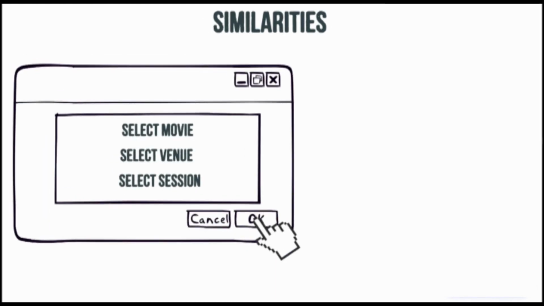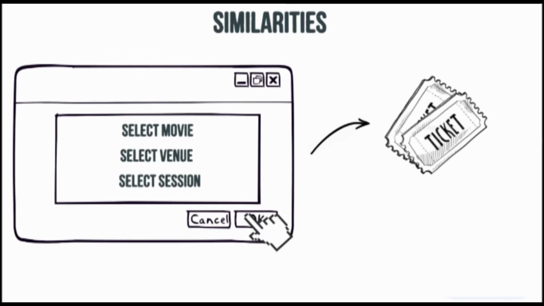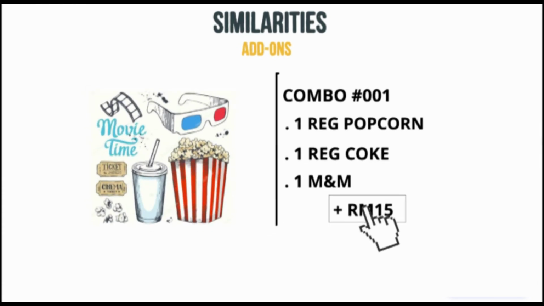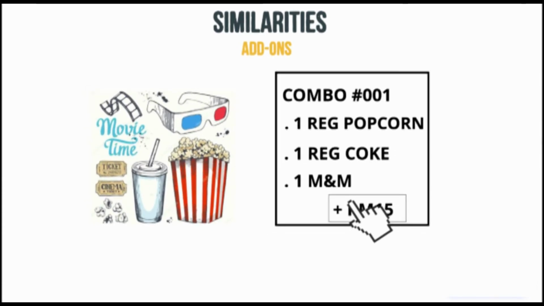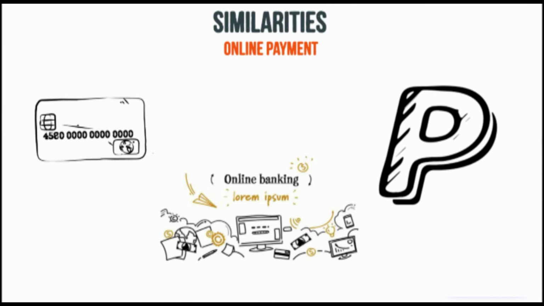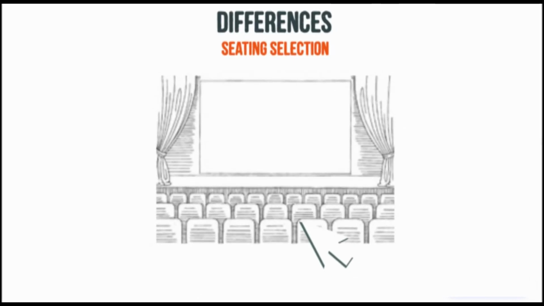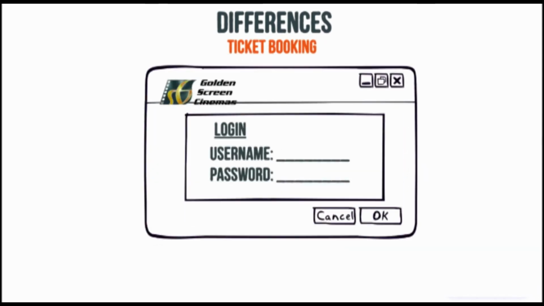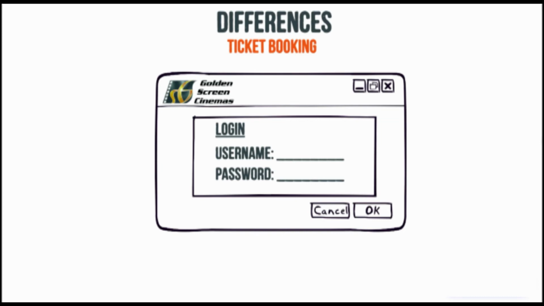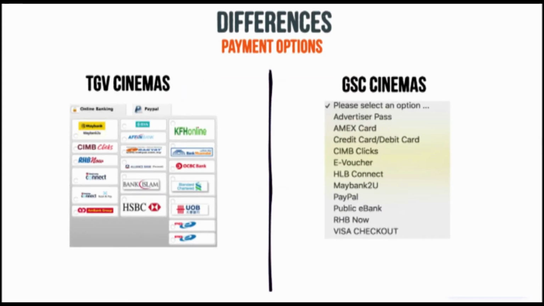We will now compare TGV and GSC cinemas according to the similarities and differences. They both offer quick booking on their homepage, add-ons during booking, and payments with cards, online banking, or third-party software such as PayPal. However, GSC has a more user-friendly interface when it comes to seating selection compared to TGV, and requires an account before a user can book tickets. TGV, on the other hand, offers more forms of online payment than GSC.